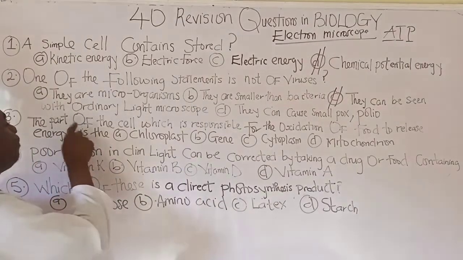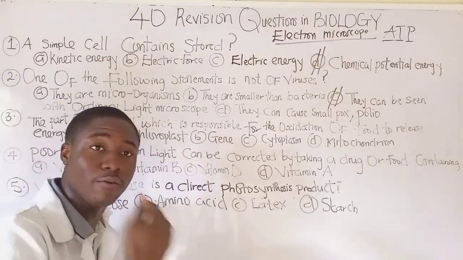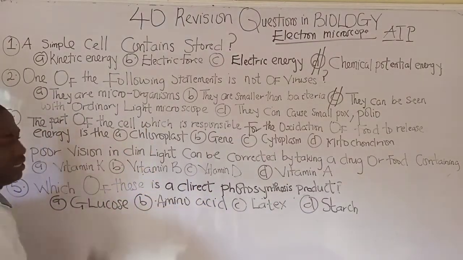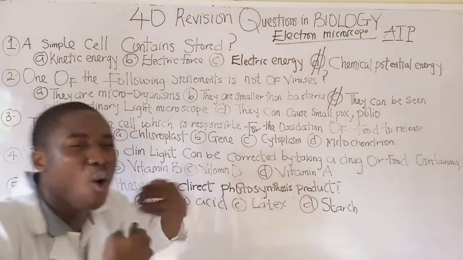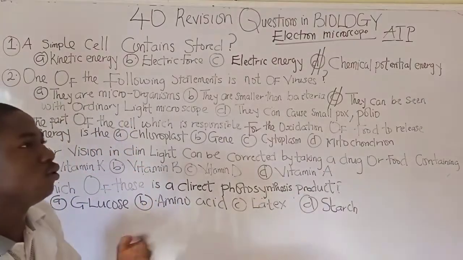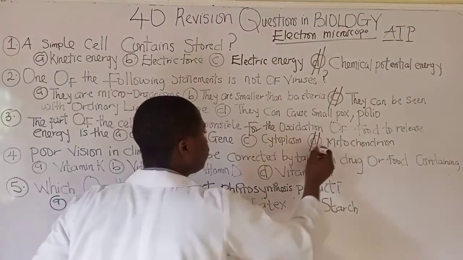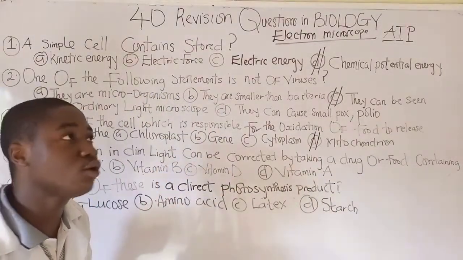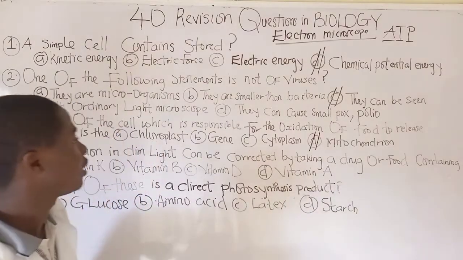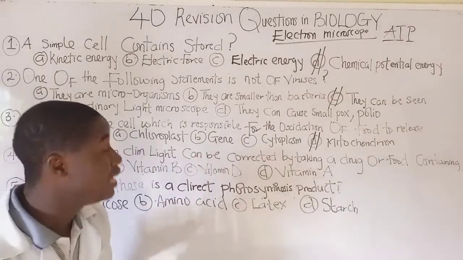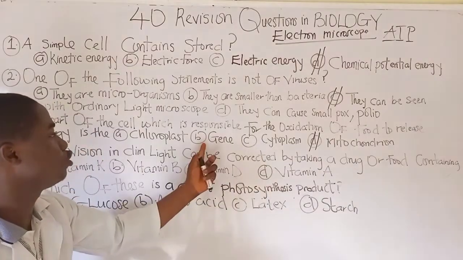Question 3 says, the part of the cell which is responsible for oxidation of food to release energy is the... The part of the cell for oxidation of food molecules to release energy is basically the mitochondria. The answer is the mitochondria. It is not the chloroplast, because the chloroplast is the site for photosynthesis in plants. It is not the gene, because the gene is basically the basic unit of heredity.